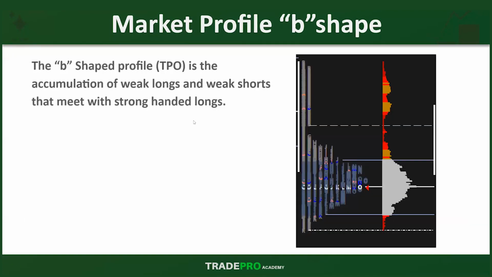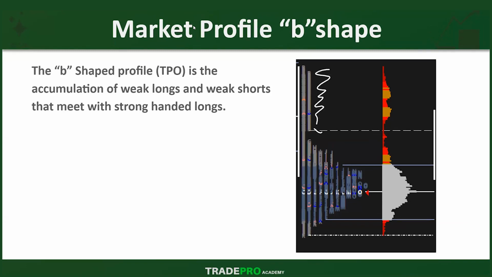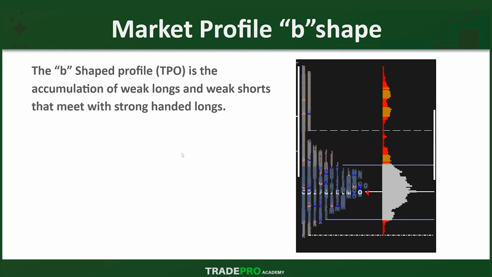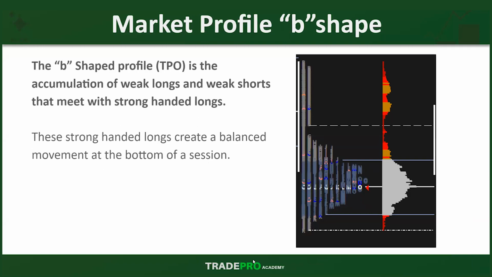So this B-shaped volume profile is the accumulation of weak longs and shorts that might be interacting with one another, right? That pushes price down into these areas, and that finally meets with what we call the strong-handed buyers that create this compressive period. These strong-handed buyers that create this compressive period in this area, right, they're matching whatever sellers came in and pushed prices lower, and they're accumulating for what is expected to be a pop to the upside in this scenario.